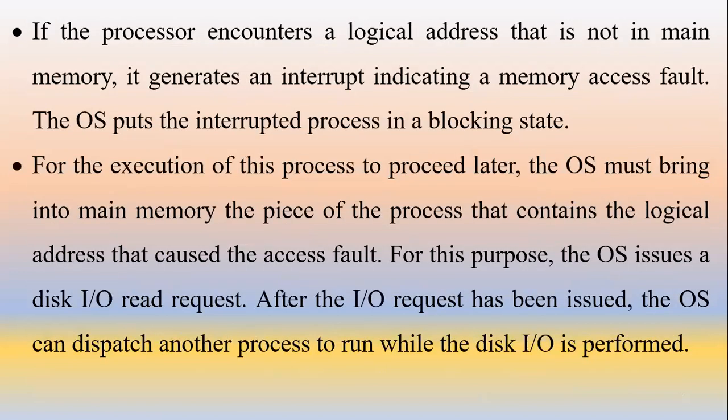If the processor encounters a logical address that is not in main memory, it generates an interrupt indicating a memory access fault. The operating system then puts the interrupted process in a blocking state. For the execution of this process to proceed later, the operating system must bring into main memory the piece of the process that contains the logical address that caused the access fault.